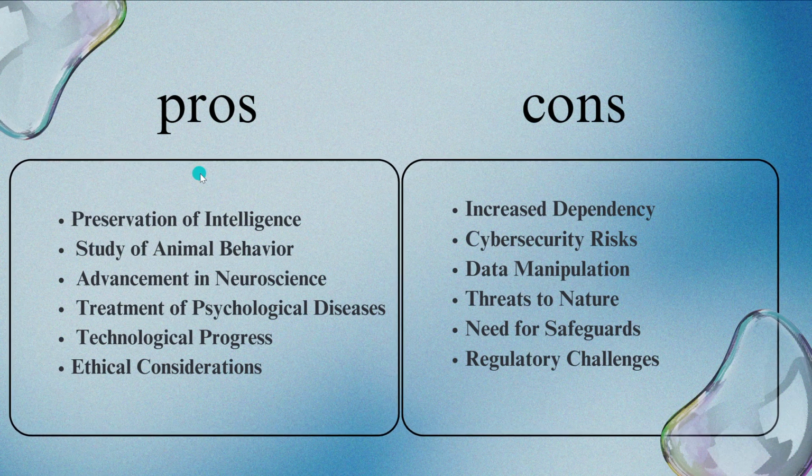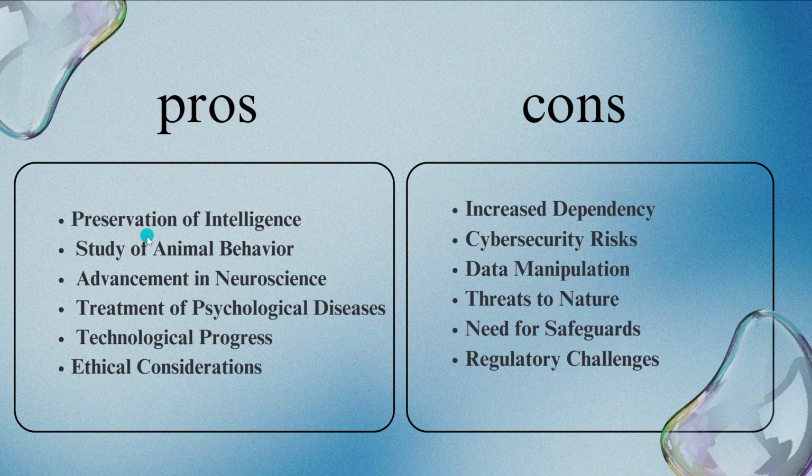And for everything there will be pros and cons. Pros are preservation of intelligence and study of animal behavior, advancement in neuroscience and treatment of psychological diseases, technological progress and ethical considerations. Cons are increased dependency, right? Because we are going to depend on the supercomputers, and we no longer depend upon our memory. We just see the computers and know ourselves. And cyber security risk, yes, because your memory is preserved somewhere else, they might be hacking and they might get your data. So there might be a chance of data manipulation, and threats to nature and need for safeguards and regulatory challenges.